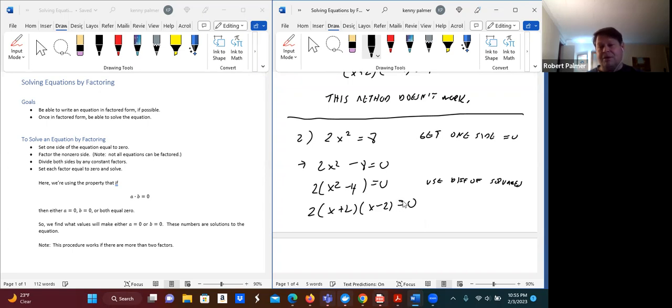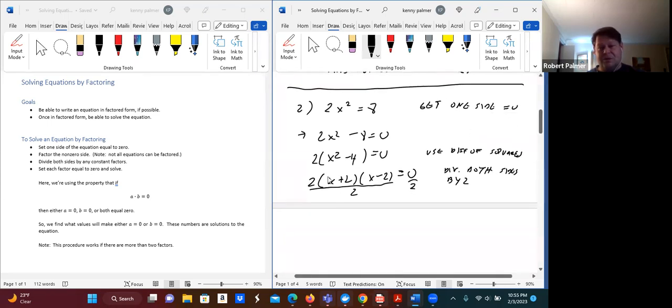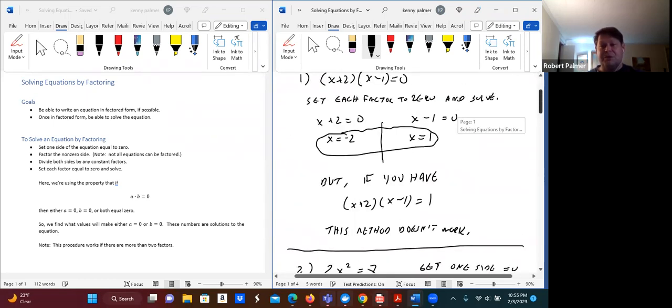Now, one other thing, as I said, let's also divide both sides by any constant. So we divide both sides by 2. And that just gets the 2 out of the way, because actually the 2 doesn't play a part. Since it's a constant, it can't be 0. So we just get rid of that. And 0 divided by 2 is 0. So that gives us x plus 2 times x minus 2 is equal to 0. And now we have an expression like the first one we started with.